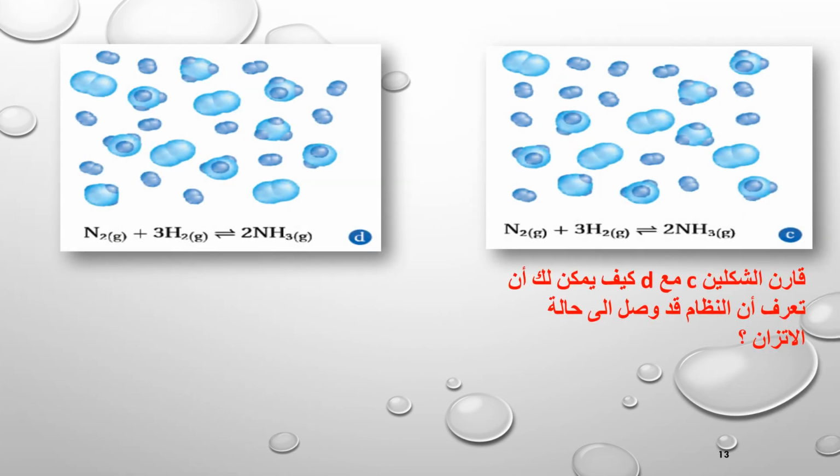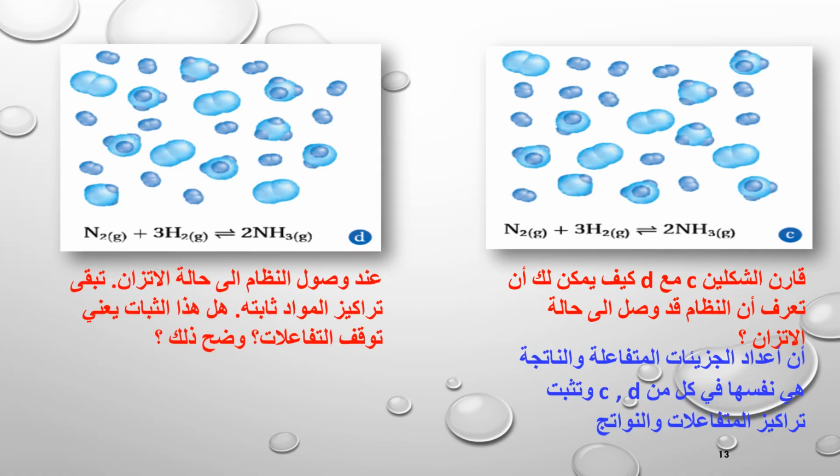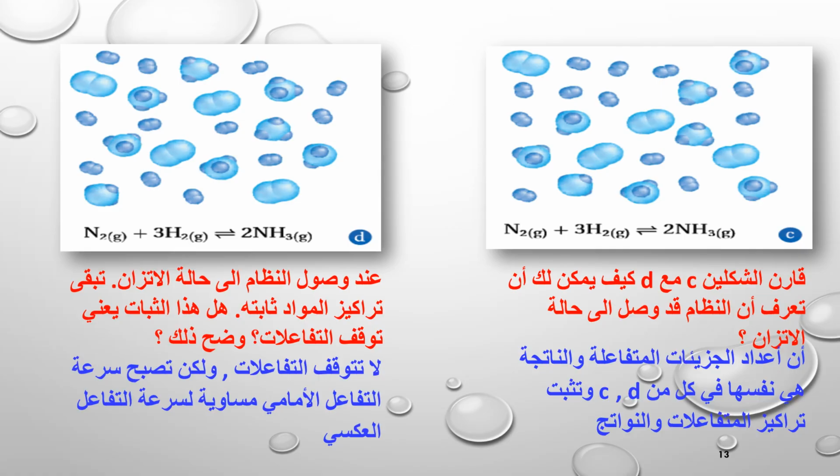Compare Figures C and D. How can you tell that the system has reached equilibrium? The number of reactant and product molecules is the same in both C and D, and the concentrations of reactants and products are stable. When the system reaches equilibrium, concentrations remain constant. This doesn't mean reactions stop, but rather that the forward reaction rate equals the reverse reaction rate.